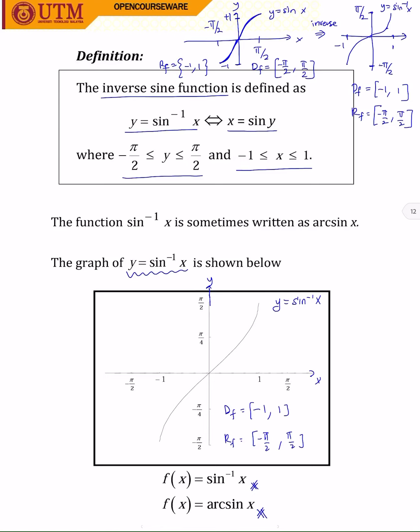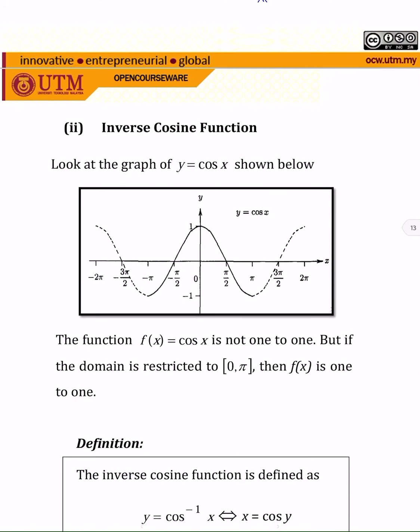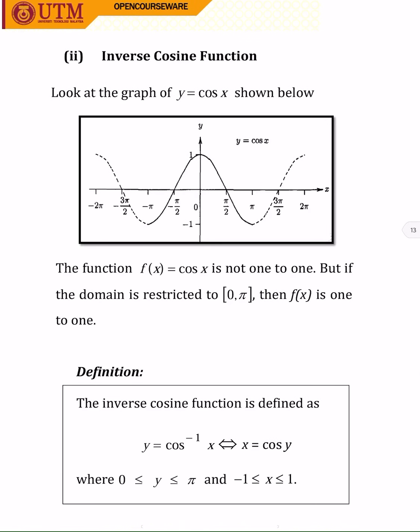Okay, because we know that for the inverse, we need to have a one-to-one function only, so that's why we have the restricted original function. Okay, and then only then can we find the inverse. Okay, now let's look at the cosine function.